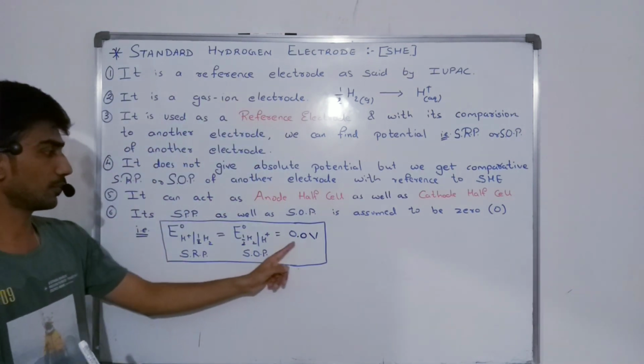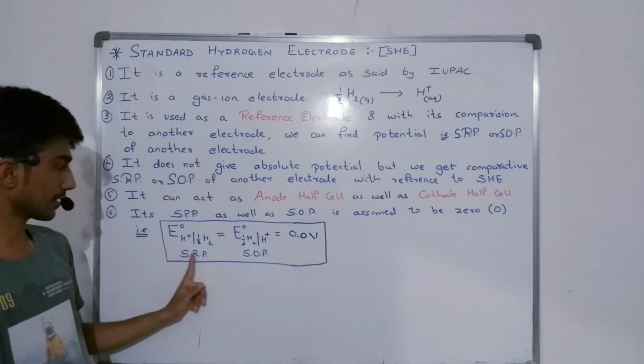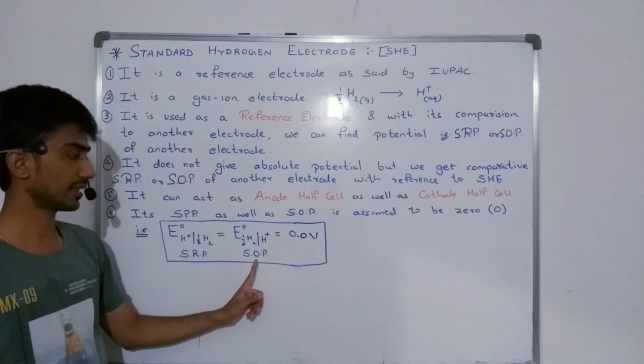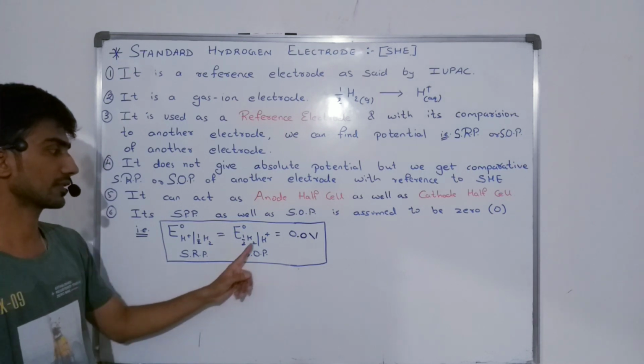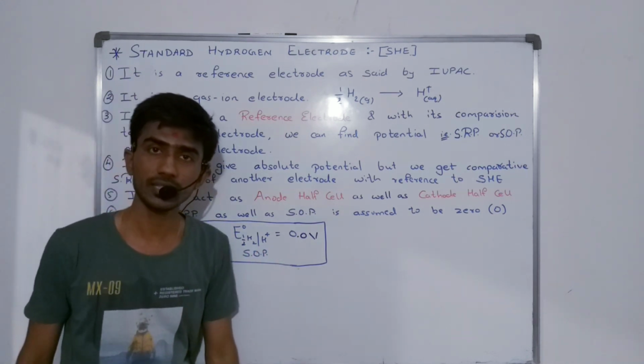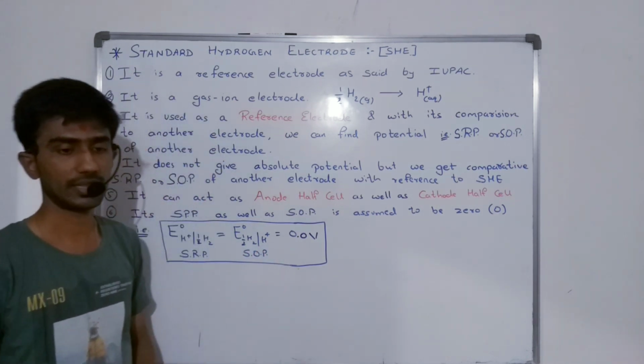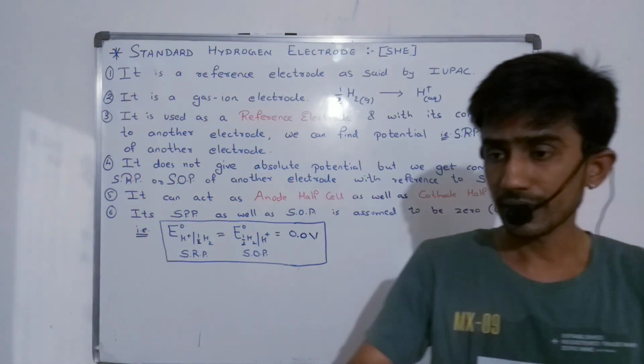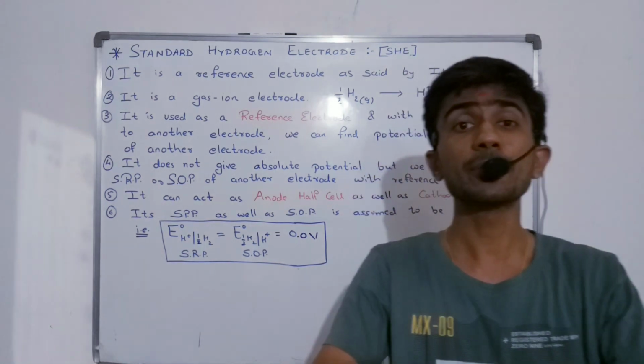Look, 0.0 volt standard reduction potential, H plus to H2, H2 to H plus. This is standard oxidation potential. This is standard reduction potential. It is assumed to be 0. Okay, fine. Now let us see how we can represent it.